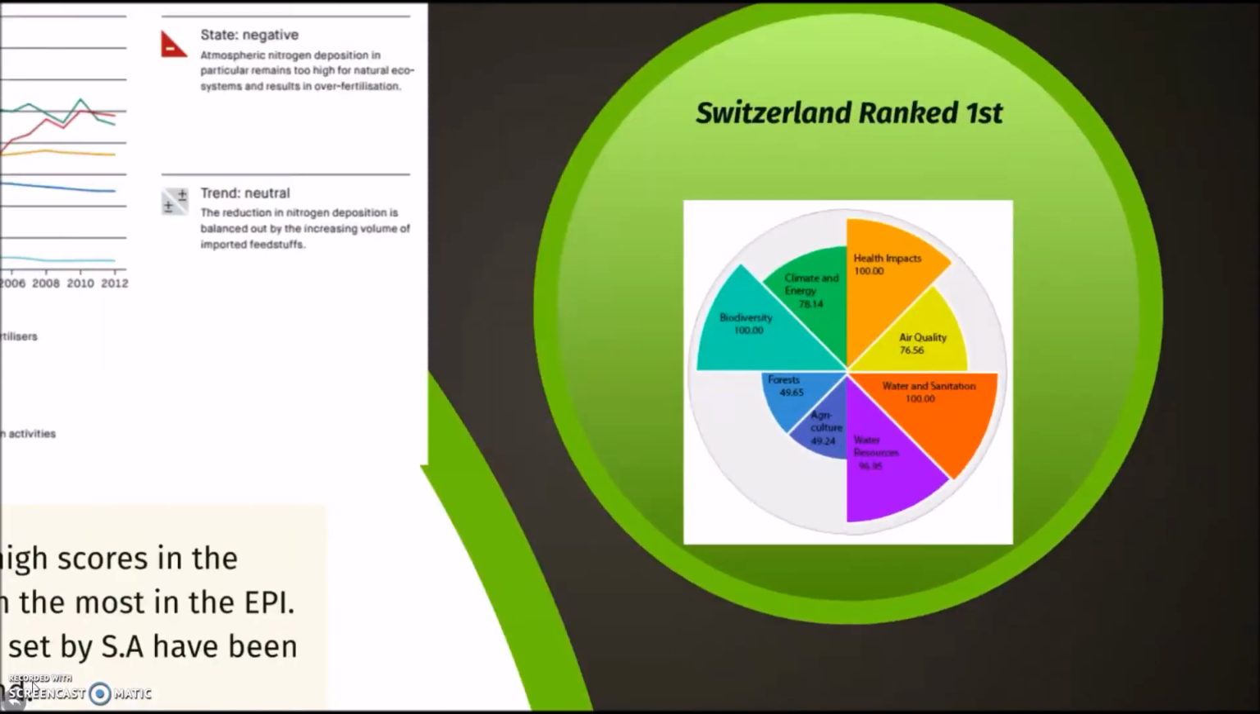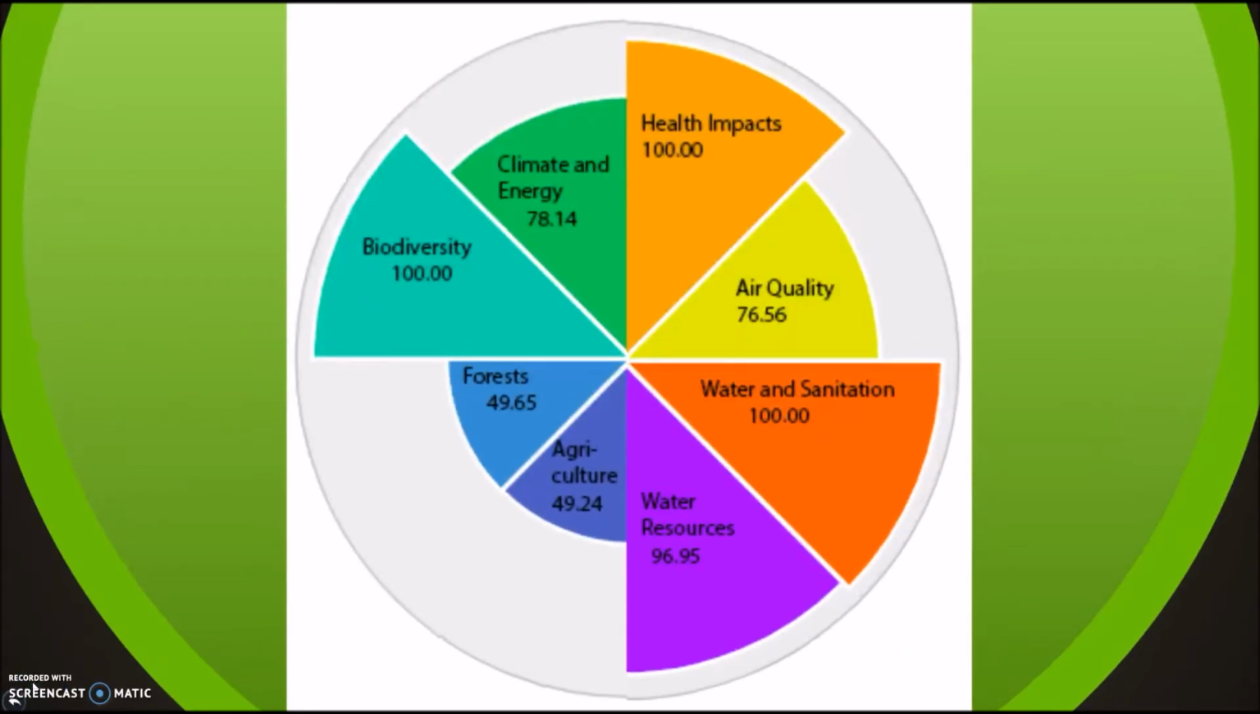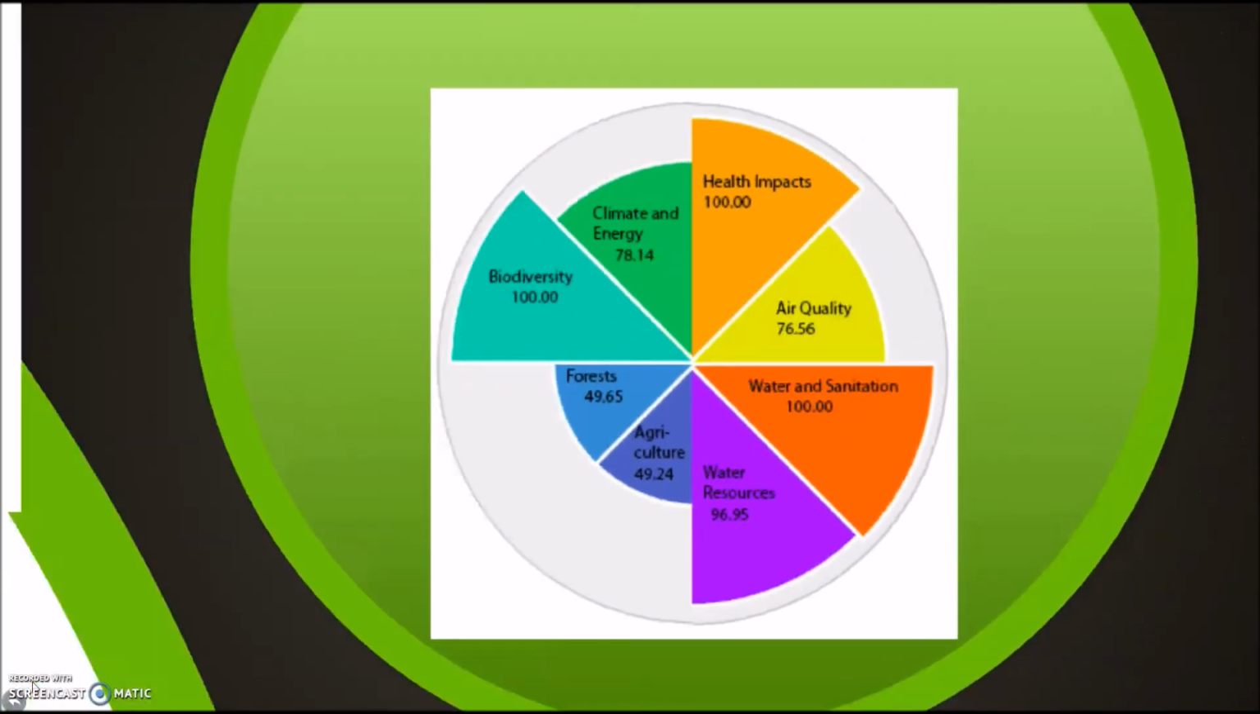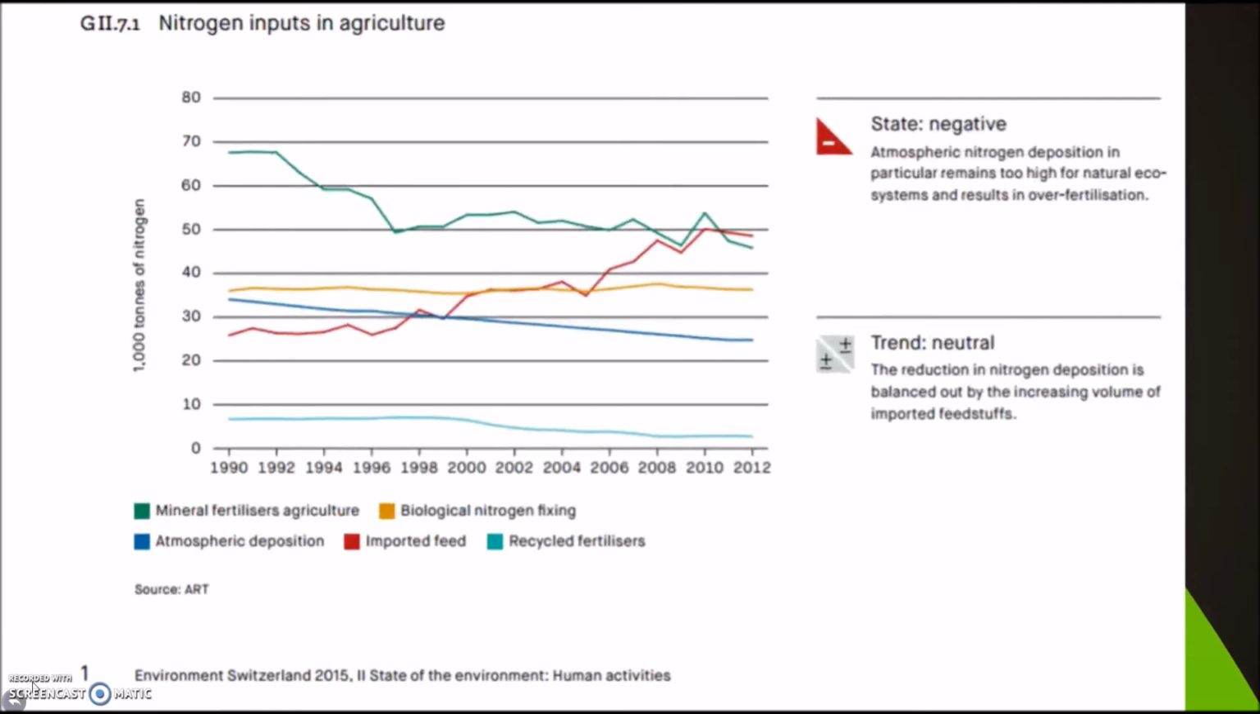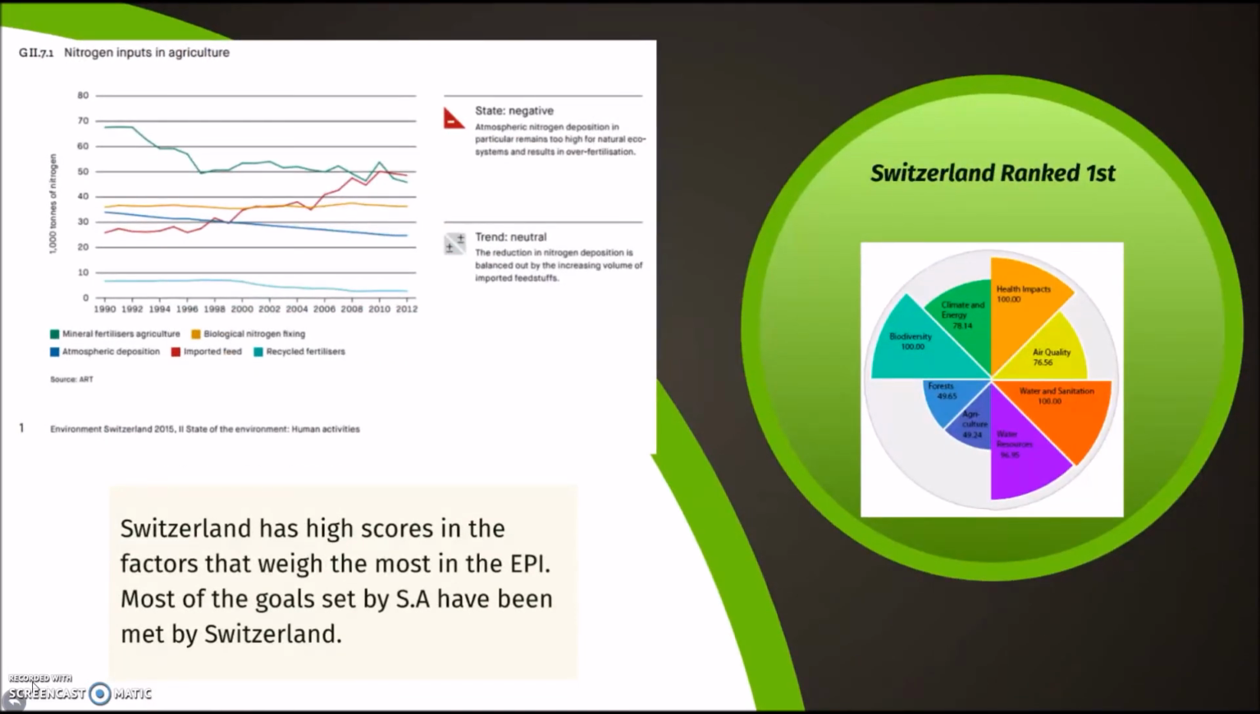Now, if you look here, you'll see that the air quality is an area to work on, and so is agriculture. And if you look at one of their goals, they're analyzing the air quality. The atmospheric nitrogen deposition in particular remains too high for natural ecosystems and results in over-fertilization. So they're looking at how that air quality affects their agriculture, and they're finding ways to work on that.